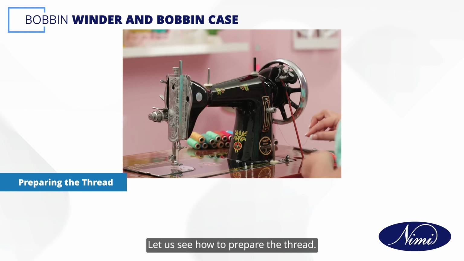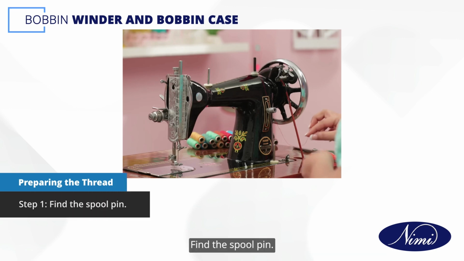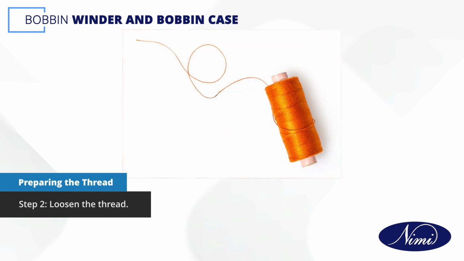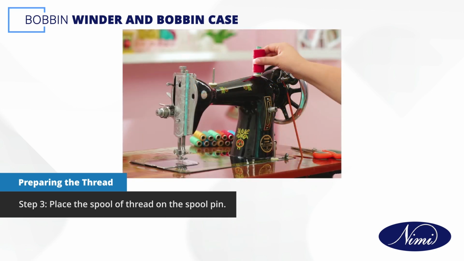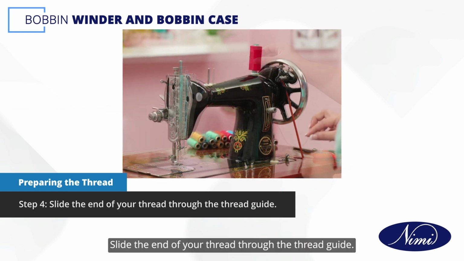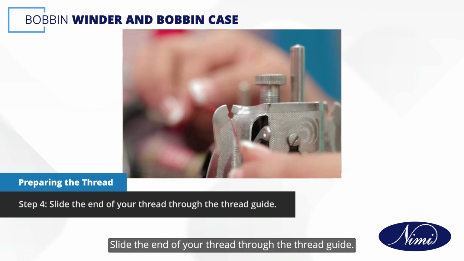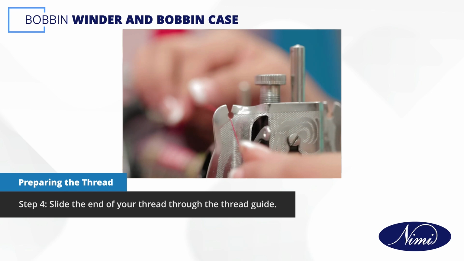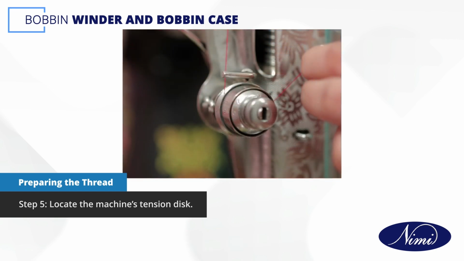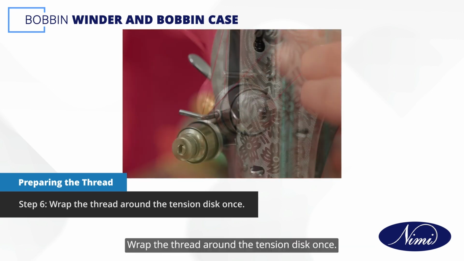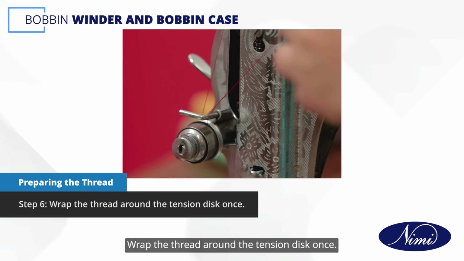Let us see how to prepare the thread. Find the spool pin. Loosen the thread. Place the spool of thread on the spool pin. Slide the end of your thread through the thread guide. Locate the machine's tension disc. Wrap the thread around the tension disc once.